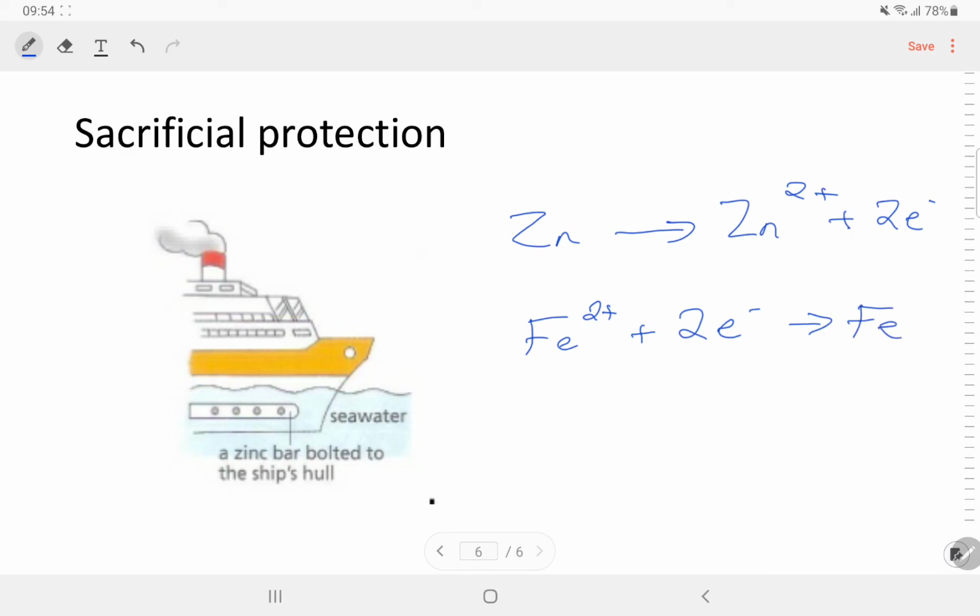So sacrificial protection is a redox reaction. The zinc is being oxidized to help reduce the iron back into pure iron rather than the rust, the iron oxide that it's become from the reaction.